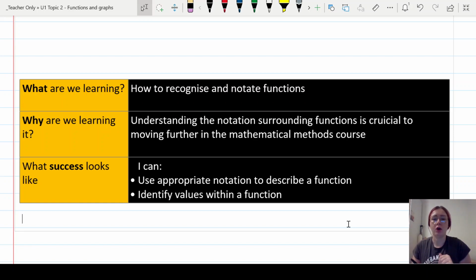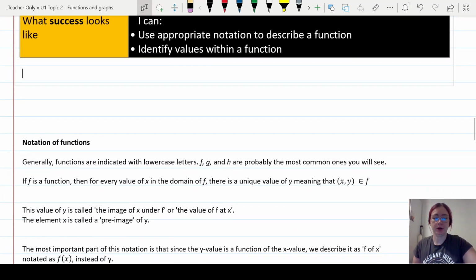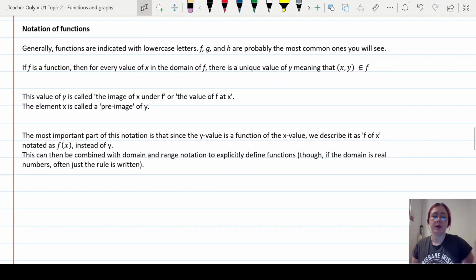Part 2 of functions. In this one, we want to be able to use the appropriate notation to describe a function and identify values within a function. So our notation: generally, our functions are going to be indicated with lowercase letters. F, G, and H are the most common ones. F is definitely going to be the most common one for function.